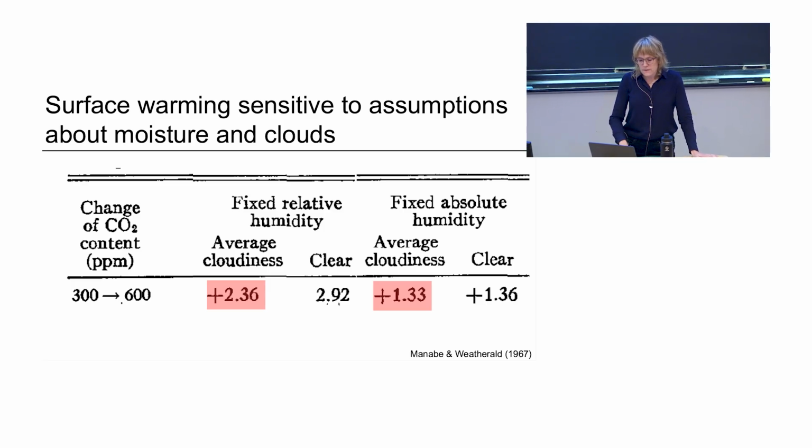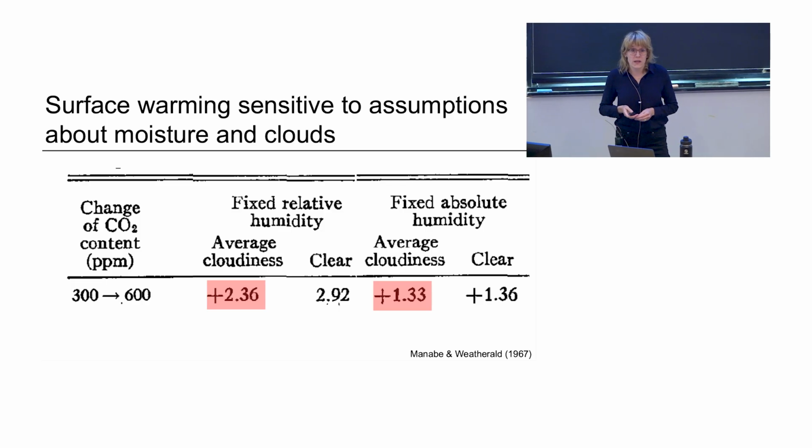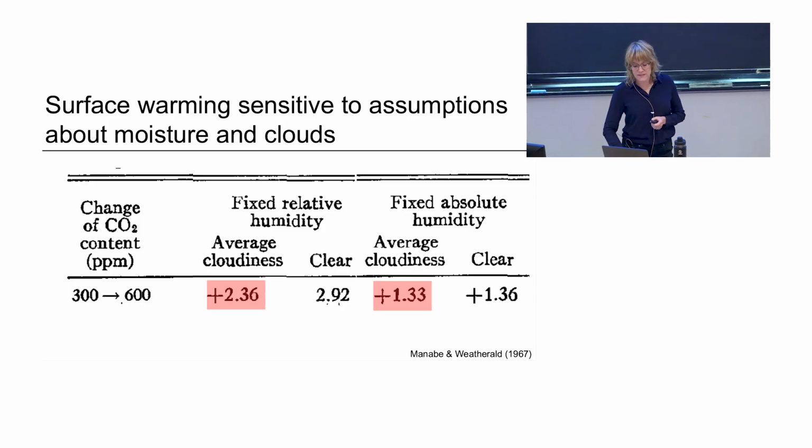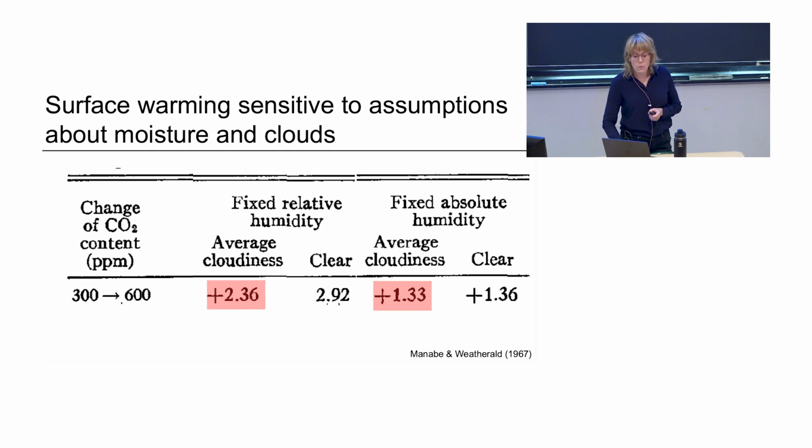The first assumption they had to choose was how water vapor was going to change. Water vapor is humidity. It's the amount of water vapor in the air. And in this table of their paper, they distinguished between 2 cases. One, when they fixed absolute humidity, so the water vapor was not increasing, which actually violates a physical law.